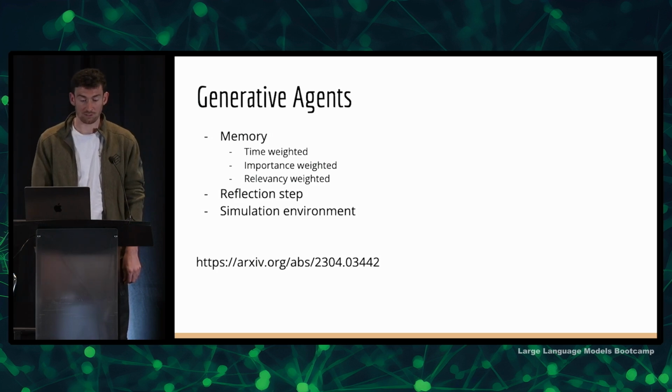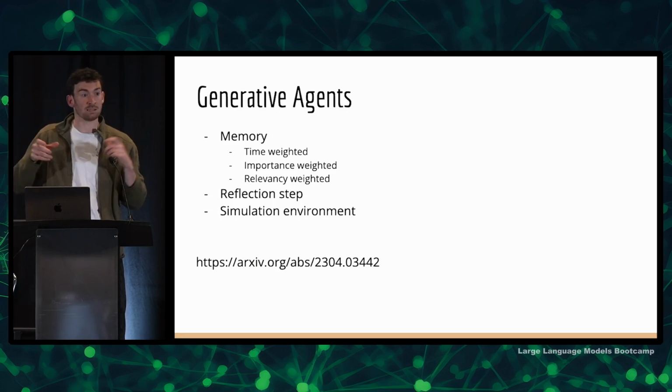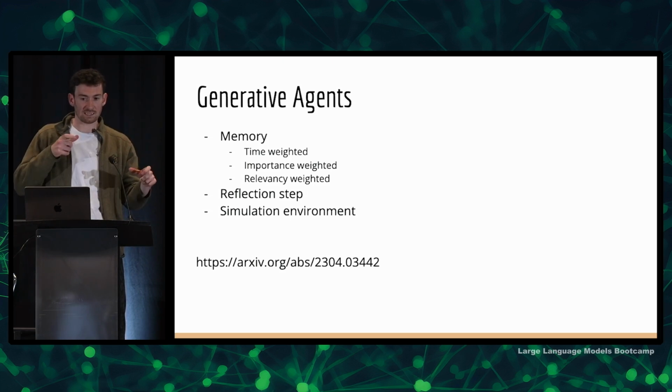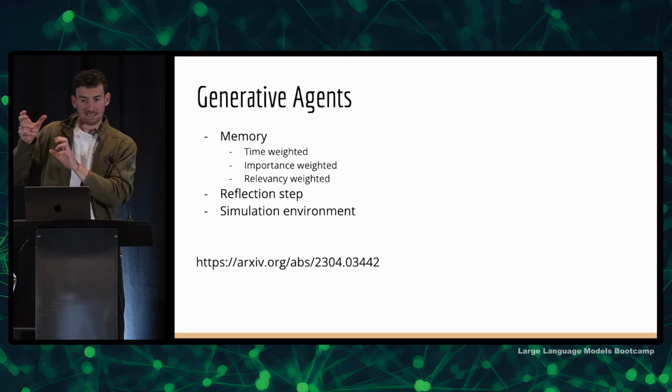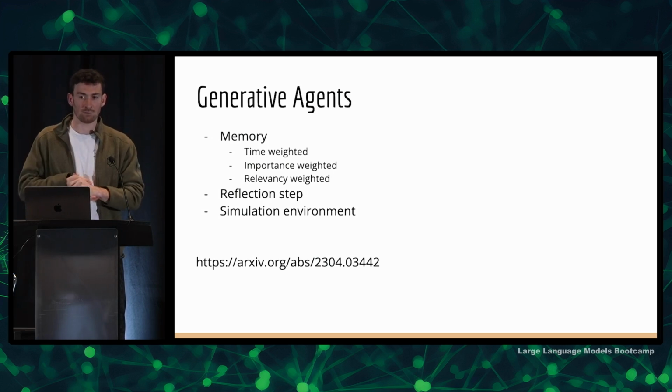Then they also introduced a really interesting reflection step, which basically after, I think it was 20 different steps or something, happened, they would reflect on those things and update different states of the world. And I've been thinking about this a bit, because I think this idea of reflecting on recent things and then updating state is maybe a generalization that can be applied to a bunch of different things.